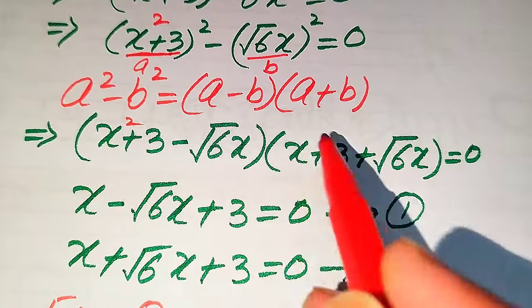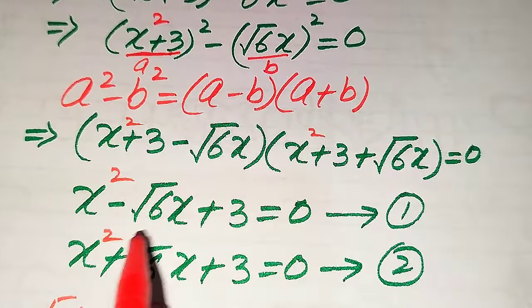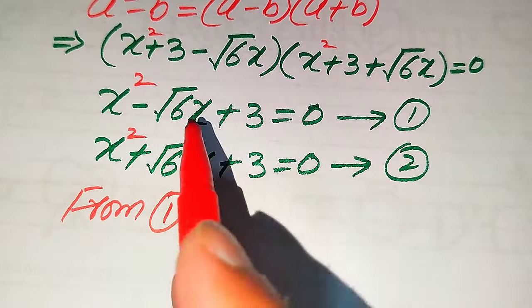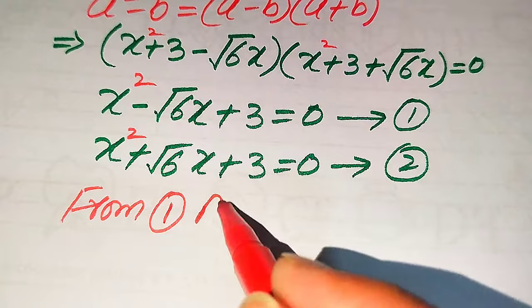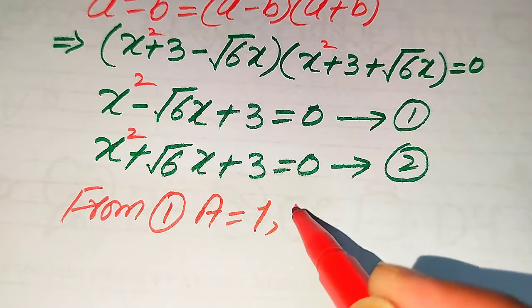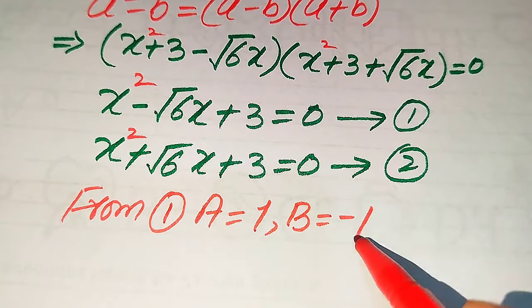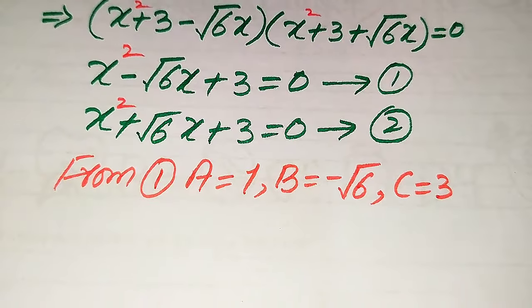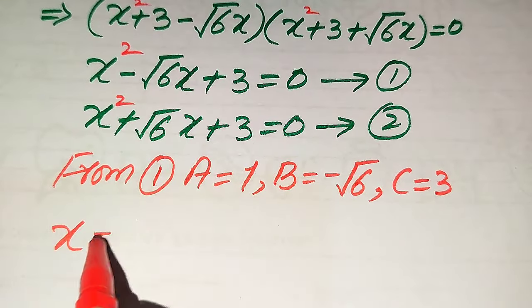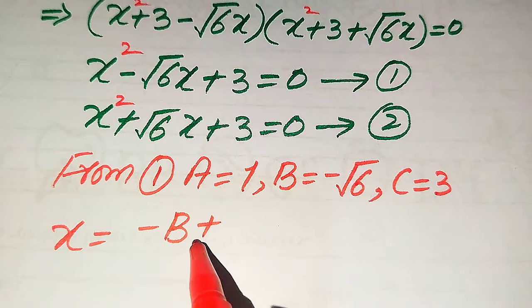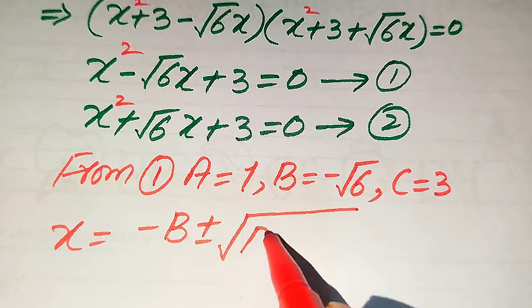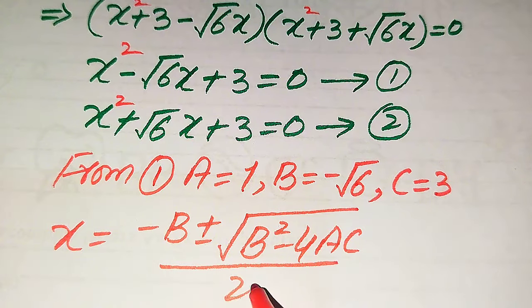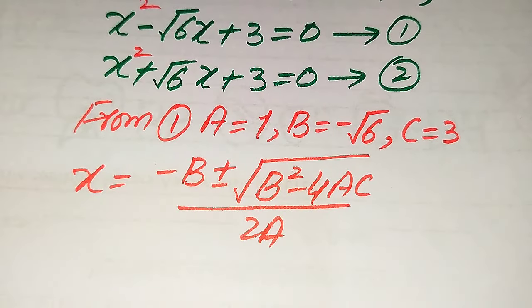So this is x square. Okay, this is x square. So when we apply the quadratic formula here, we write the coefficients of this equation. Its coefficients are a is equal to 1, b is equal to minus square root of 6, and c is equal to 3, and we state the quadratic formula as x is equal to minus b plus minus square root of b square minus 4 times ac divided by 2 times a.